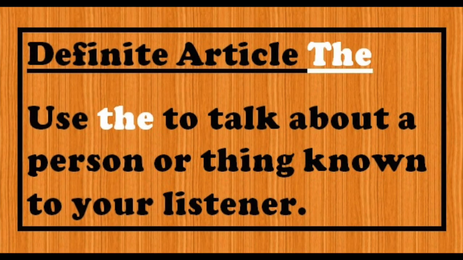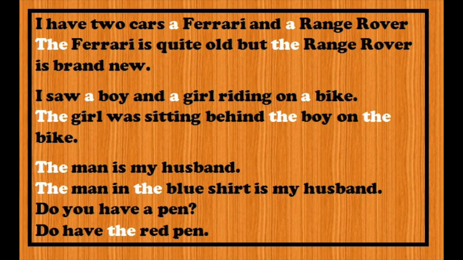Let us move on to another topic, definite article the. Let me share the rules. Use the to talk about a person or thing known to your listener. For example, I have 2 cars, a Ferrari and a Range Rover. I am very rich, you know. The Ferrari is quite old, but the Range Rover is brand new.